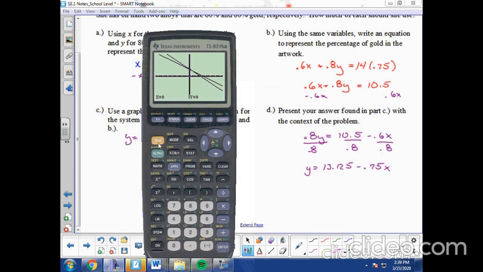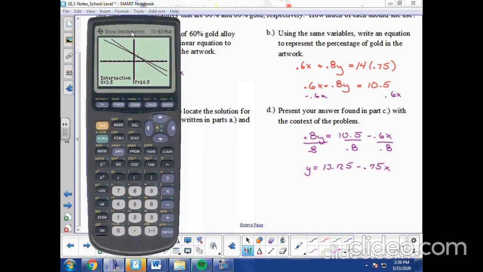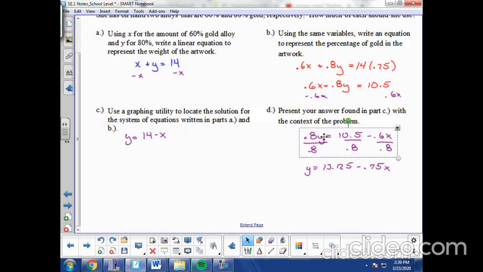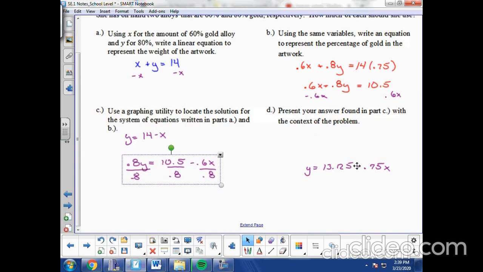Make sure that's on the screen. So hit second, trace, go down to intersect. Make sure it's on the first line, then the second line, and then hit enter along to guess. Oops. This stuff should be over here.